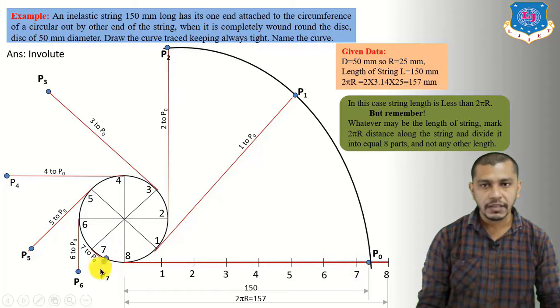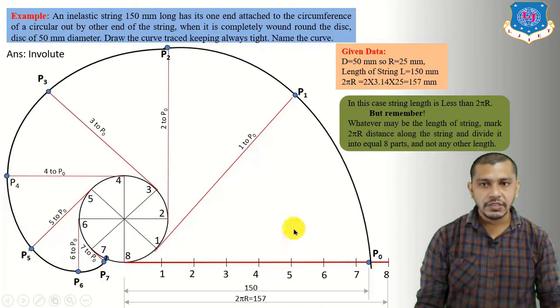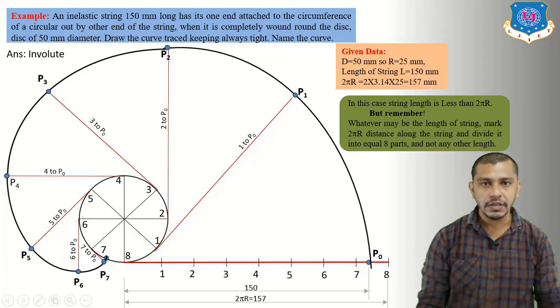Now after marking these points, draw a freehand curve passing through these points; it will be an involute of a circle. Right now in this case the string length is less than 2 pi r. You can also draw an involute of a circle in which the string length is more than 2 pi r, applying the same method, but you have to remember this case.